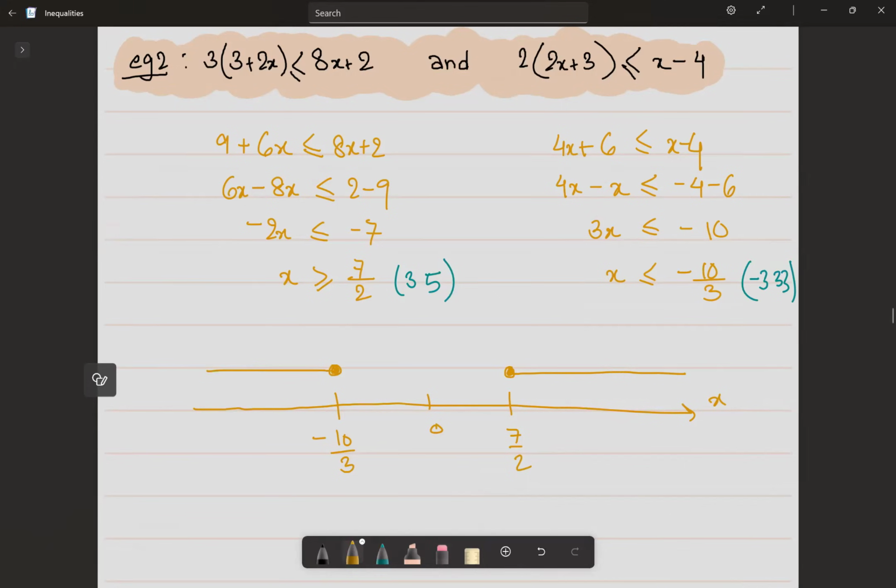Now, are there any overlapping regions in here? No, we do not find any overlapping regions in this place. So what should we write? In this case, we have no common solution to these inequalities. There is no common solution in where both of these inequalities are true. There are no values of x in which both of these inequalities stand true.